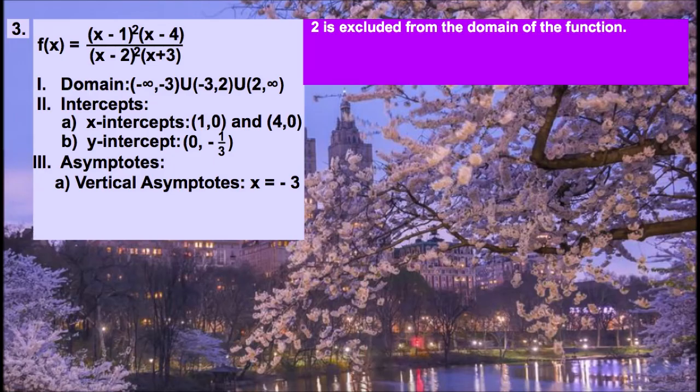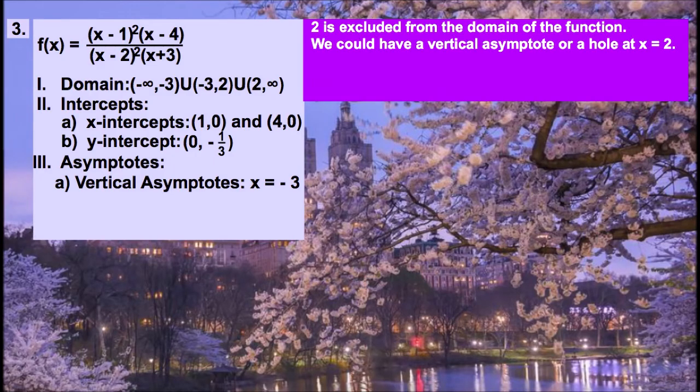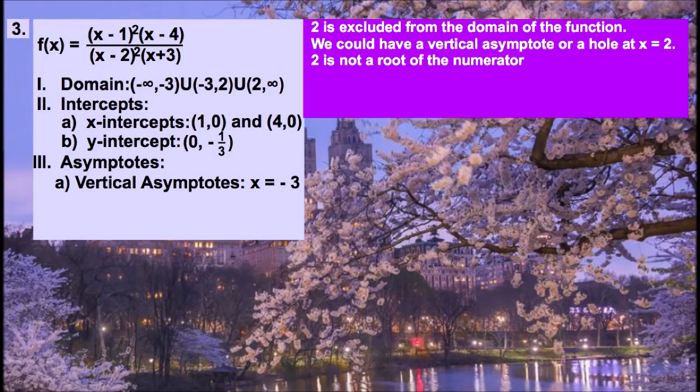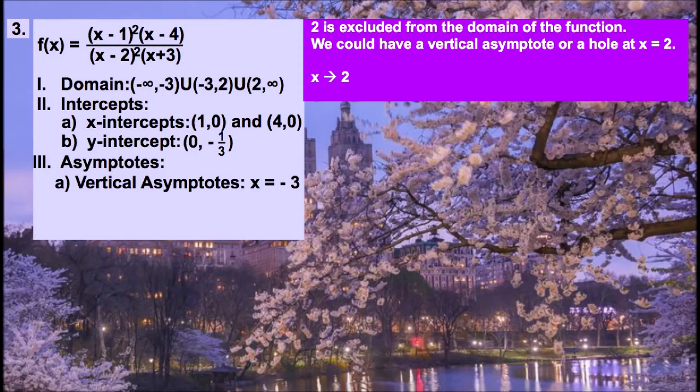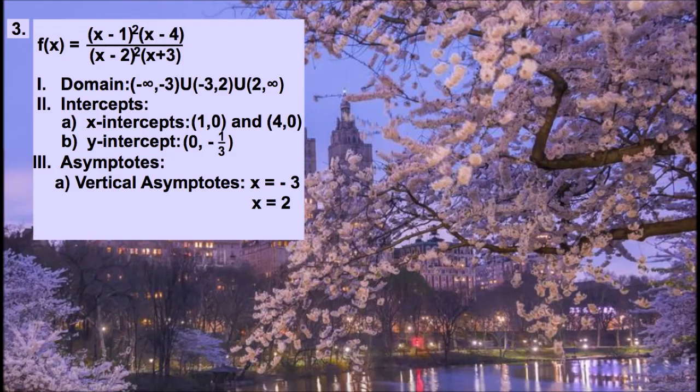2 is excluded from the domain of the function. We could have a vertical asymptote or a hole at x equals 2. 2 is not a root of the numerator. Thus, x equals 2 is the equation of the vertical asymptote. Indeed, when x approaches 2, y approaches 1 times negative 2, everything over 0 positive times 5, which evaluates to negative infinity.